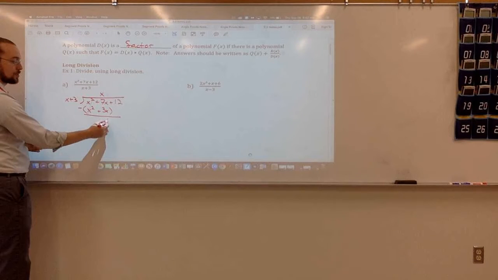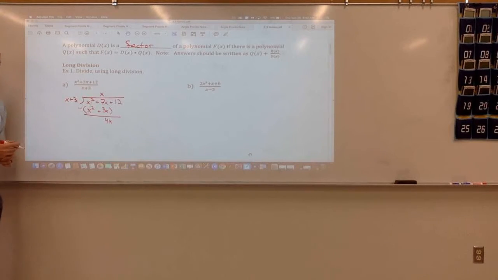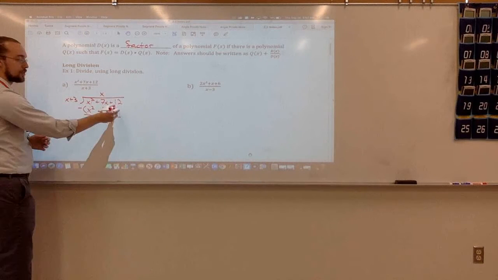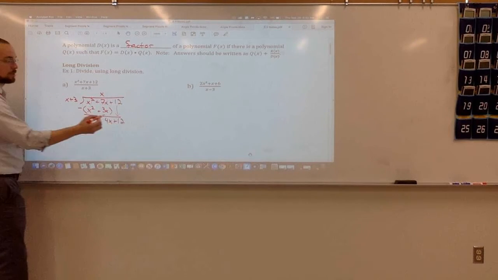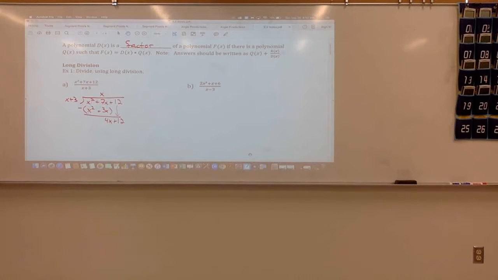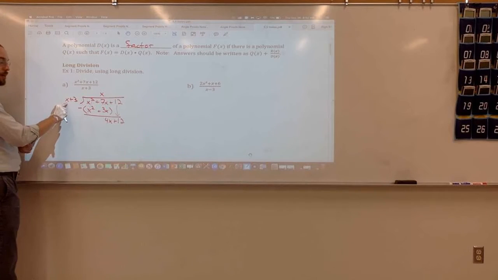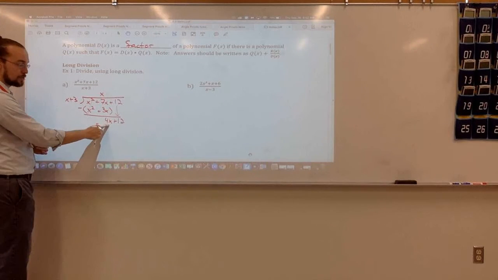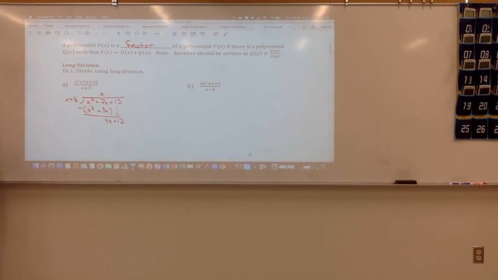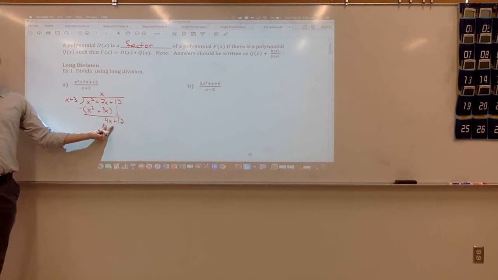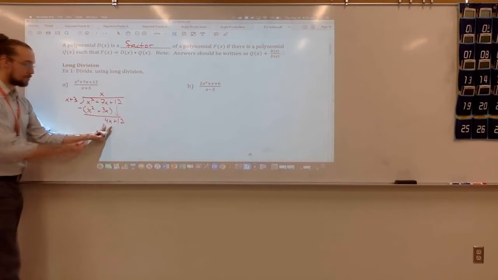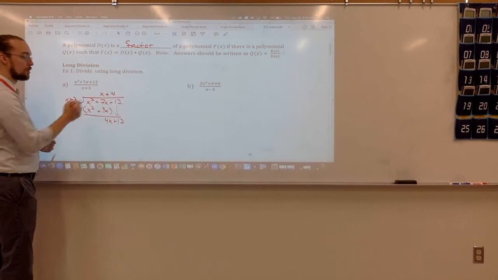3x gets me 4x. Now, just like long division, I bring my next term down. So this becomes 4x plus 12. Now I repeat the process. I want to see what I have to multiply the first term by here to get this first term. Okay, well, I would have to multiply x by 4 to get 4x. Right? So 4 is going to go up here.